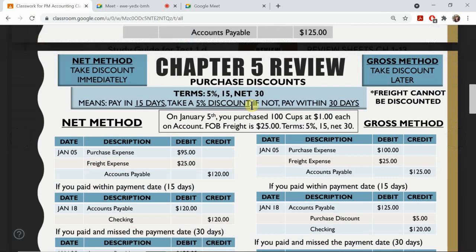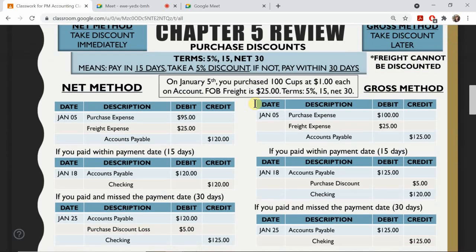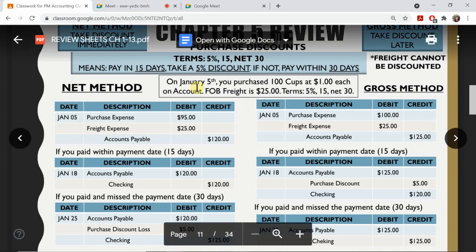Okay. Other things that we got to take a look here is going to be net method and gross method. I will test you on this, so make sure that you guys know the difference between the two, right? When we talk about terms, understand what terms actually means, all right? And especially journalizing when it comes to knowing the net method versus the gross method. Okay, so if it's the net method, you're going to take the discount immediately and calculate it. And then for the gross method, you wait till the end, until when you do make a payment, then you record that you'll get the discount later. Okay.